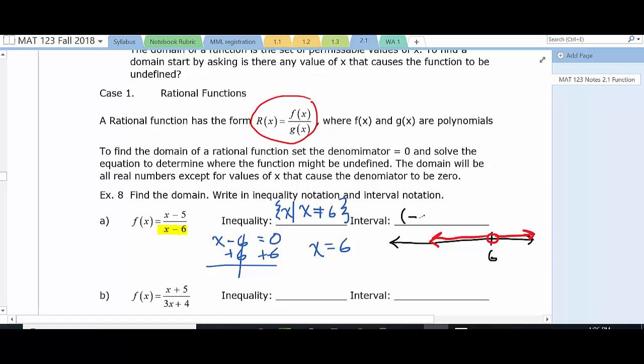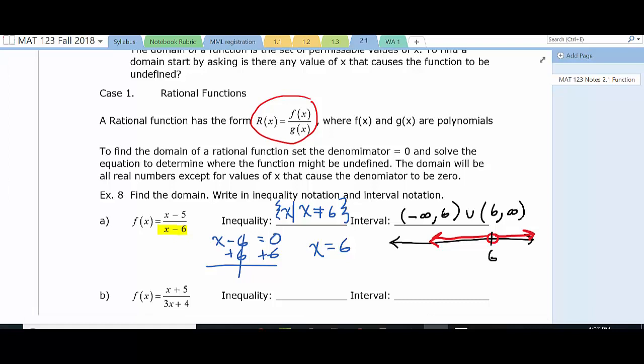You have to say negative infinity to 6 with a parenthesis. Do you know why I put a parenthesis? To not include it. If you put a bracket there, you're telling me 6 is okay, and it isn't. Then we say union, and then 6 to infinity. So by putting those parentheses around the 6's, you're saying it's everything except 6. Does that make sense to you?